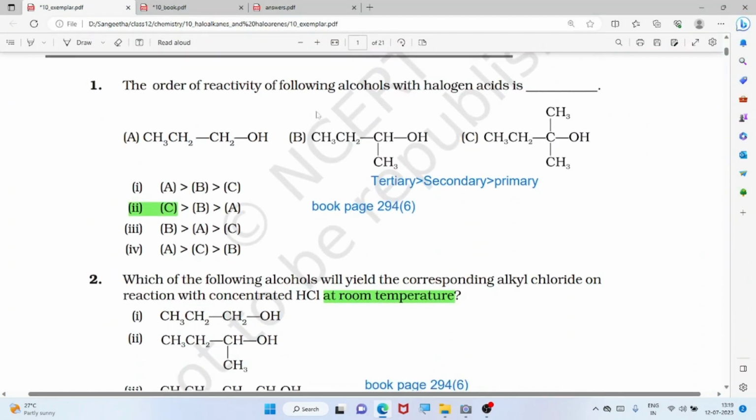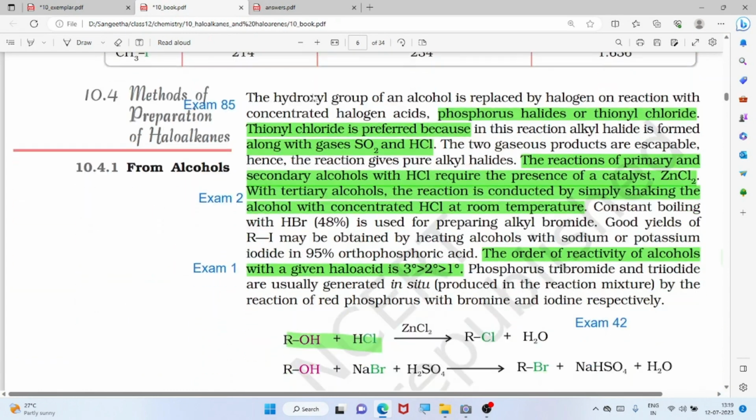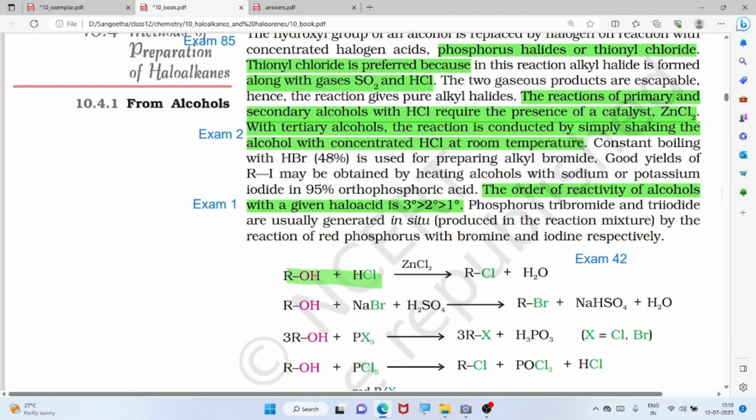The order of the reactivity of the following alcohols with halogen acids is: tertiary is greater than secondary, which is greater than primary. Here, the order of the reactivity of the alcohols with the given halogen acid is tertiary greater than secondary greater than primary.